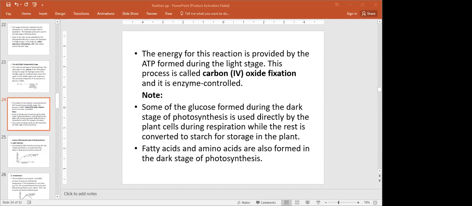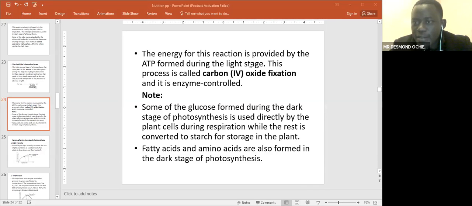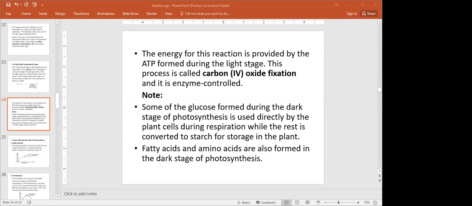Will it affect photosynthesis negatively, or what will happen? Will it affect photosynthesis negatively or not? Okay, I'm trying to get your question.